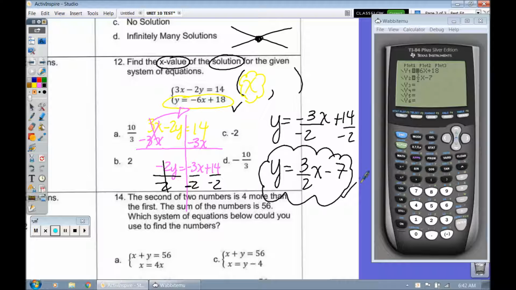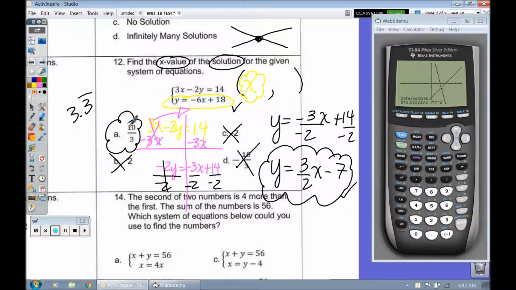Here, ready? Let's go. We're going to do second calc. This time we're going to do 5, the intersection. We're going to get it close and then go enter, enter, enter. It's asking for the x value of the solution. The x value of the solution is 3.3 repeating. That means it's not B. It's not C. It's positive. That means it's not D. So our answer is A.